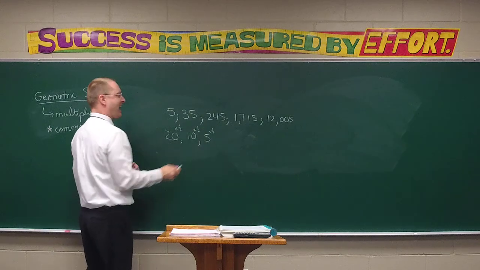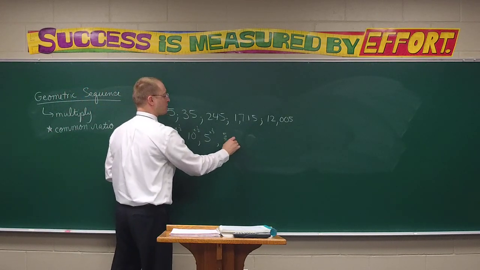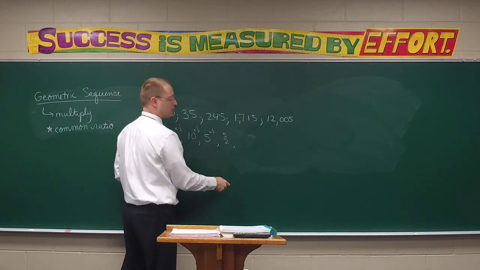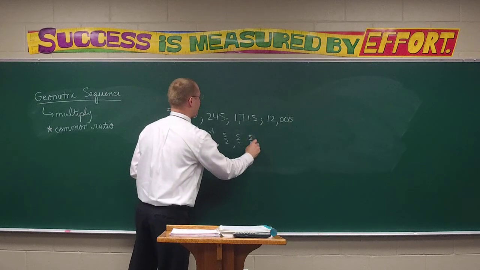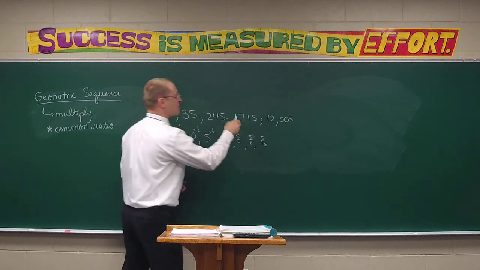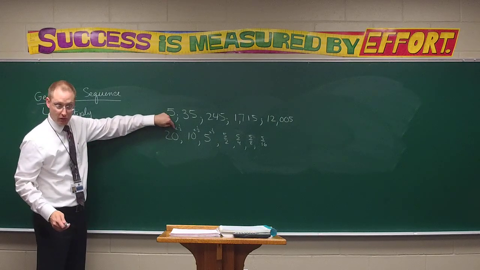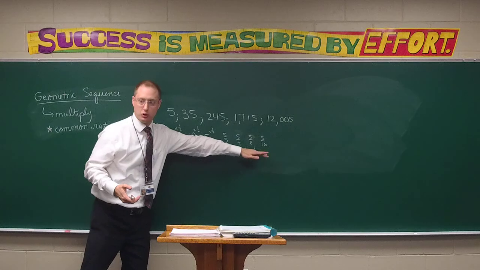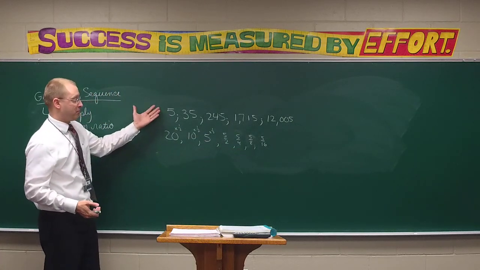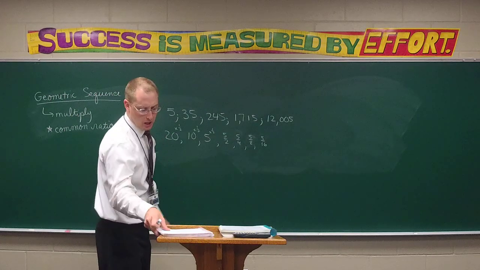So if we multiply by a half, 5 times a half, class, is 5 halves. Multiply by a half again, 5/4. Multiply by a half again, 5/8, and a half again, 5/16. And notice the fractions just keep getting smaller and smaller. So if you have a fractional or rational common ratio, your values will be getting smaller and smaller towards 0. If you have an integer for your common ratio, it just gets bigger and bigger and bigger.